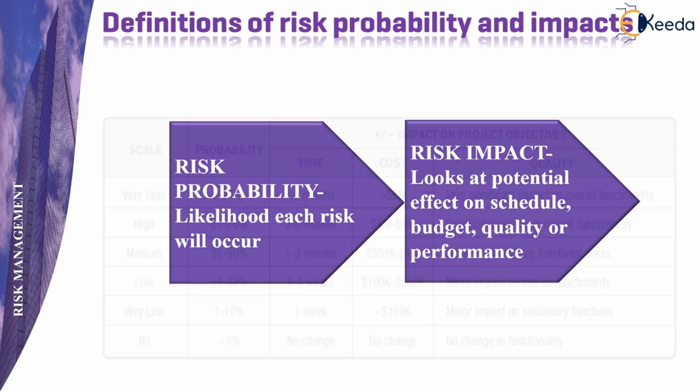Definitions of risk probability and impacts. Risk probability means the likelihood each risk will occur, and risk impact looks at the potential effect on schedule, budget, quality, or performance. Probability is a percentage, while risk impact can be either a score or a percentage depending upon an expert's judgment of its impact.